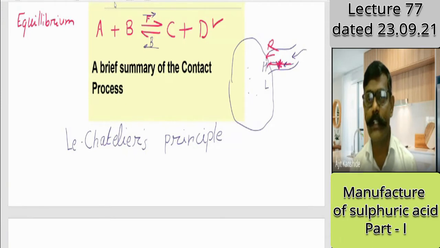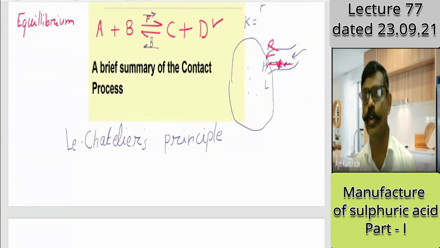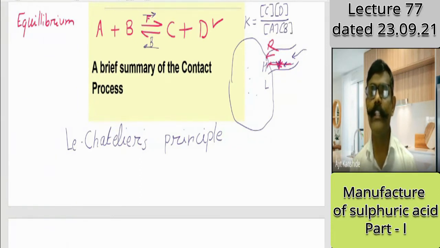If I consider this reaction and apply the law of mass action, then the equilibrium constant K is equal to the concentration of the product times the concentration of the other product, divided by the concentration of the reactant times the concentration of the other reactant. If multiple molecules are involved, then we raise that concentration to the power of the number of molecules. This is the equilibrium constant.